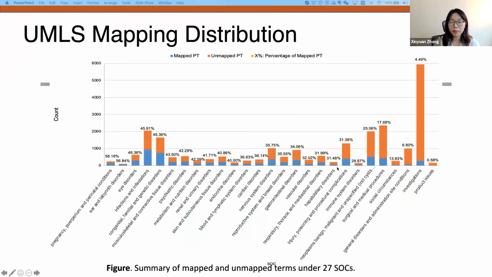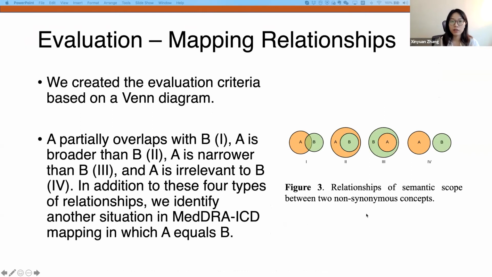And here is the mapping distribution. You can see that only a few SOCs have a mapping percentage above 50%. And for the SOC categories, general disorders and investigations have the lowest mapping coverage, below 10%. Especially investigations, which has the highest number of PTs, but only 4.82% were mapped in either UMLS or OHDSI. And we believe the reason is that described concepts related to medical conditions could be out of the scope of the ICD. And here is the evaluation for the mapping relationship.